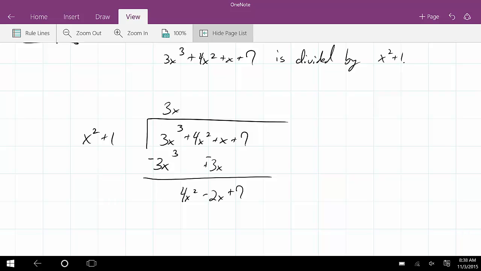Okay? All right, so now we need to do this same process again. We'd say, well, what times x squared will give me 4x squared? The answer is 4. So we're going to say plus 4.